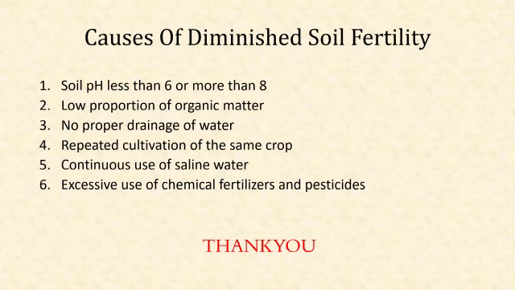Fifth, continuous use of saline water affects plant growth. Sixth, excessive use of chemical fertilizers and pesticides. Chemical fertilizers like urea and ammonium chloride reduce drainage of water and air circulation.